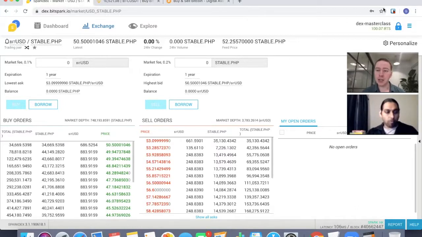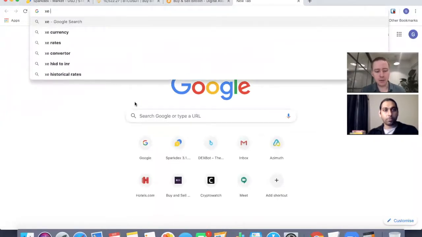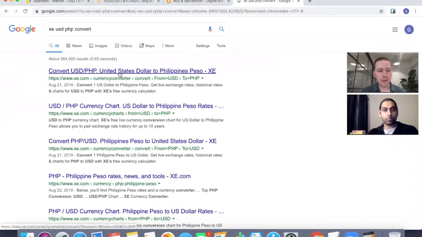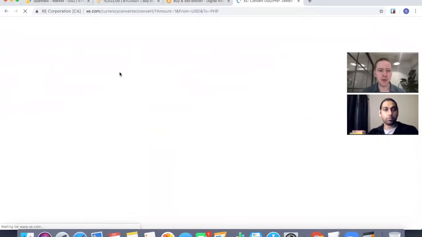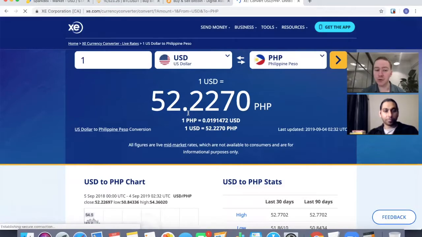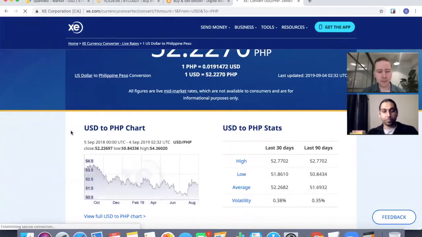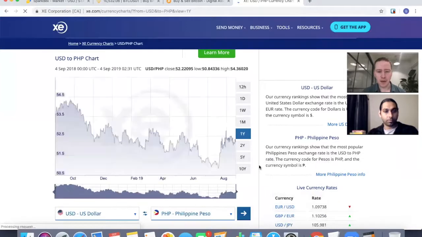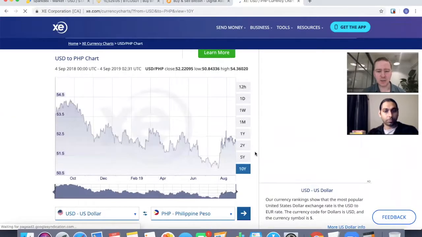And what we can do is we can actually look at, say, xe.com, USD PHP, convert. Let's have a look at that. Convert US dollars to PHP. And we can compare some of the exchange rates on the DEX versus this. So here we go, we're loading up. Current market price, 52.22. And we can see if we go to a chart over time, let's look at, say, the 10-year chart, something like that, right?